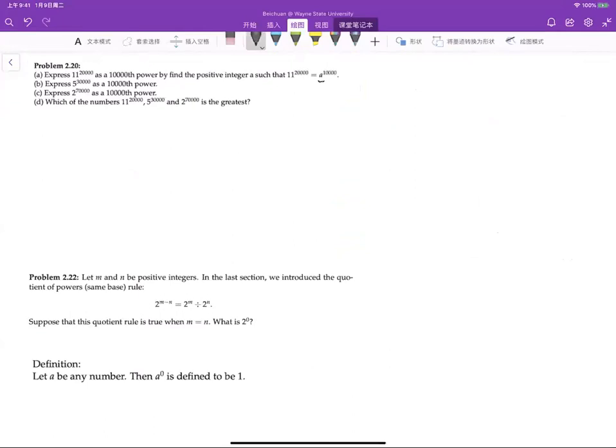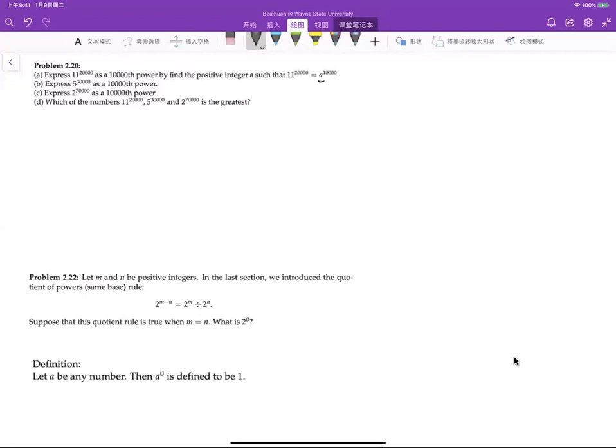So again, since it's A to the 10,000 power, since 11 to the 20,000, you can just do simply 20,000 divided by 10,000, which equals 2. So then it equals 2 times 11, so then it's 22 to the 10,000th power. So A equals 22.